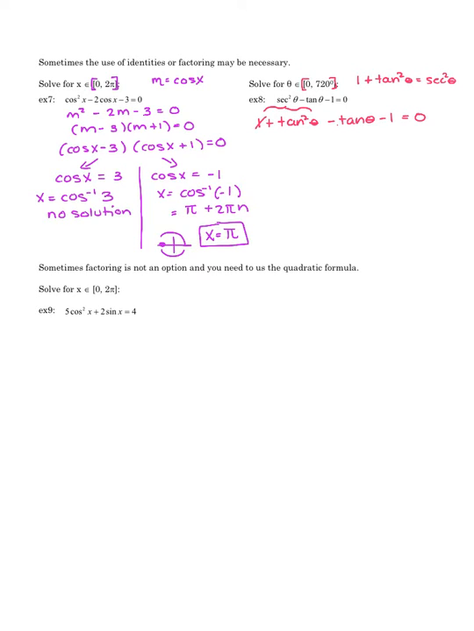And the 1's actually cancel out, so all we have here is tangent squared theta minus tangent theta equals 0. And we can pull out a common term, tangent theta. We have tangent theta times tangent theta minus 1. And we still set each one of these equal to 0. So we have tangent theta equals 0, or tangent theta equals 1.